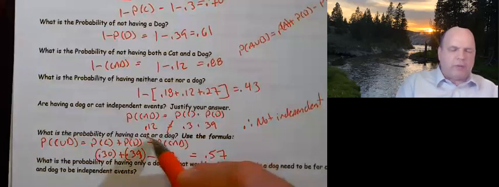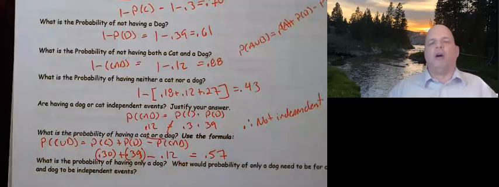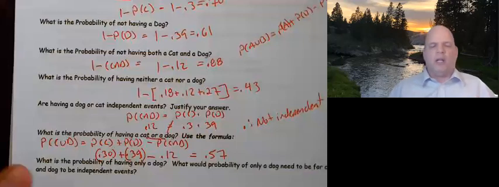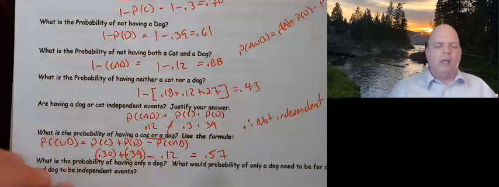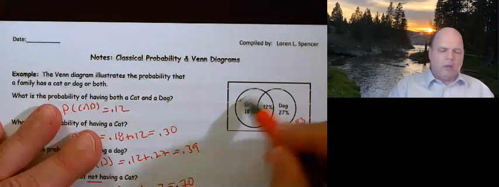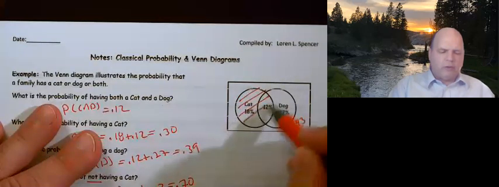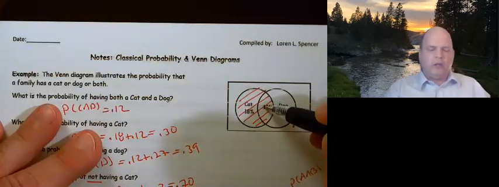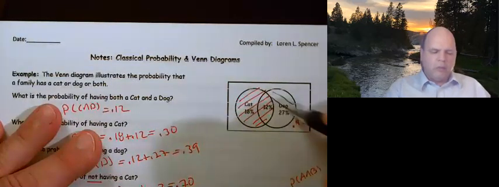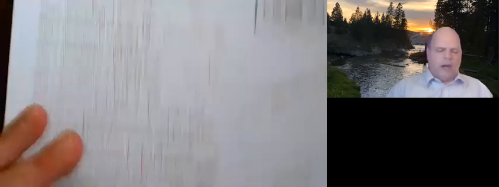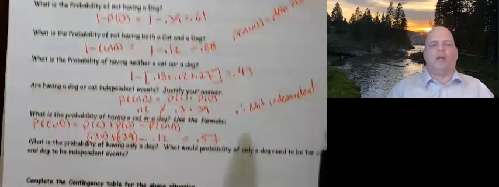Notice when they make this phrase, they're saying cat or a dog or both. I know it doesn't say the word both, but this is what it means. C union D means cat or dog or both. And you're like, well, why did I subtract them out? The reason is because when I look at this diagram, that 12% is counted here with cat, but it's also counted there with dog. So I have to subtract it out because it's been counted twice.